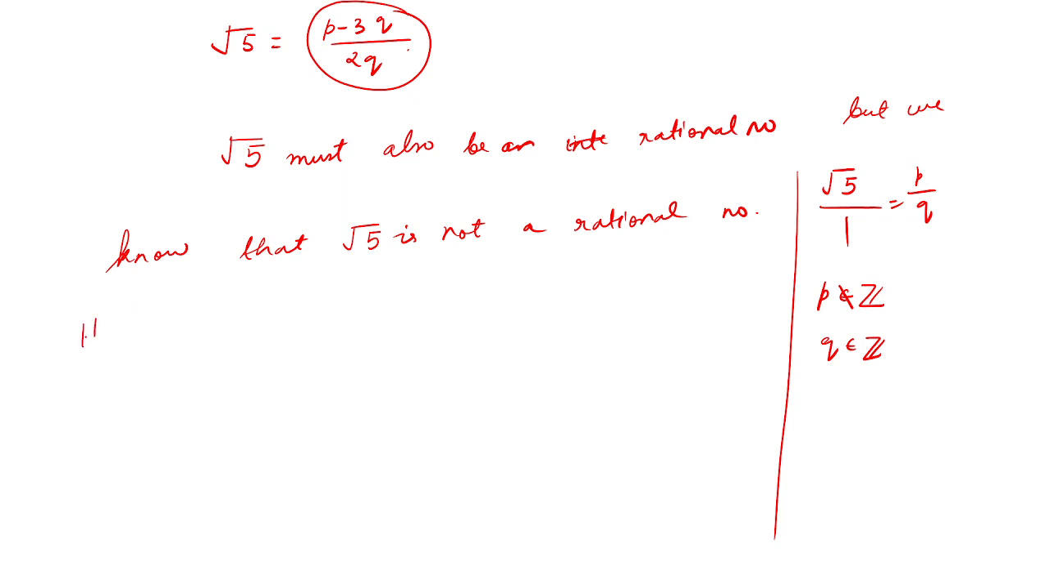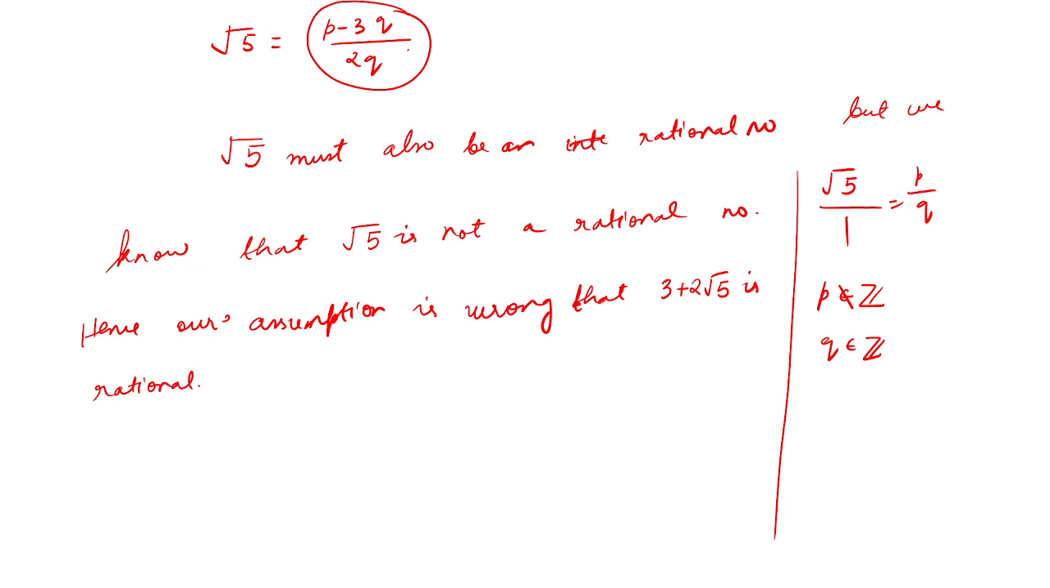Hence our assumption is wrong. There is a contradiction to our assumption that 3 plus 2 root 5 is rational. Our assumption is wrong. Therefore we say that 3 plus 2 root 5 is irrational. Clear?